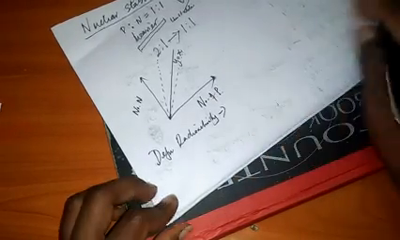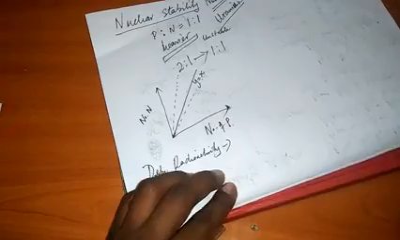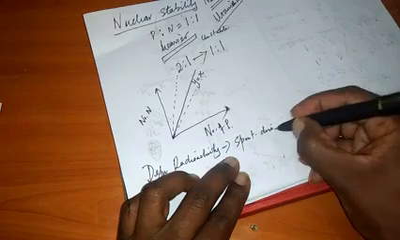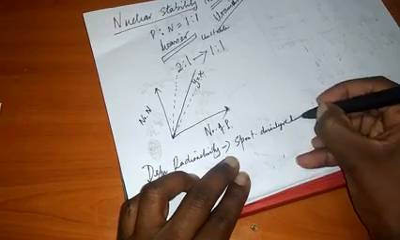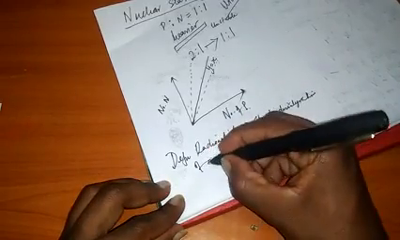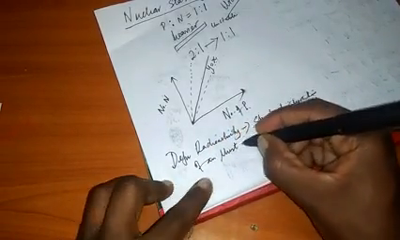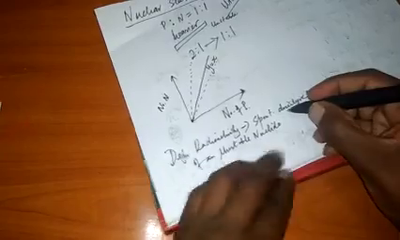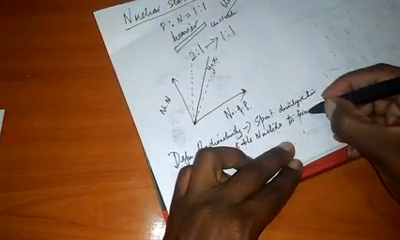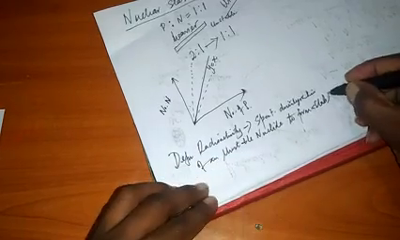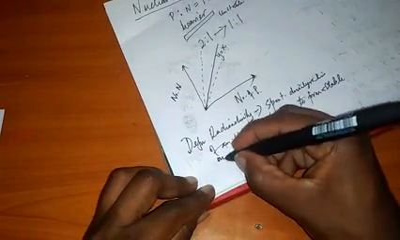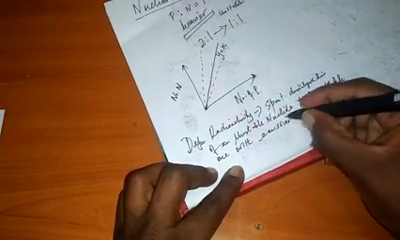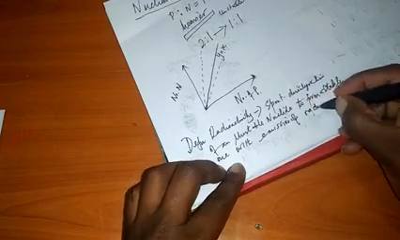So we define radioactivity as the spontaneous disintegration of an unstable nuclide to form a stable one, with emission of radiations.